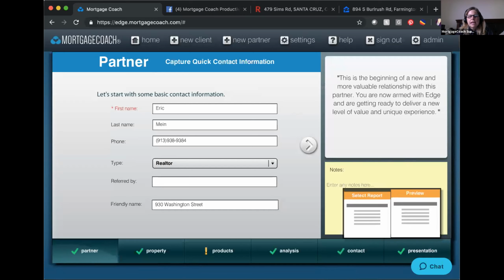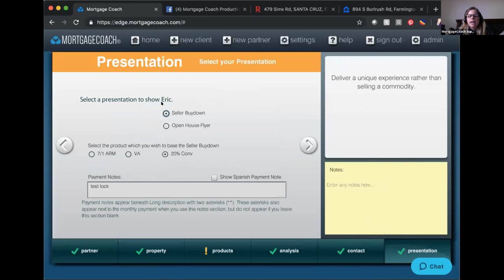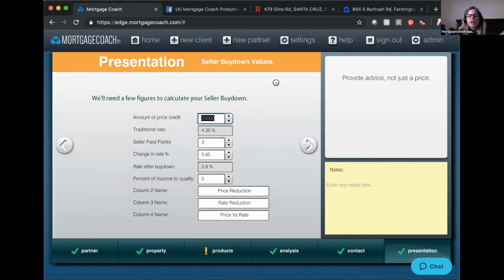So when you come back to the end of presentation on client or partner, there's the select report. Clicking into select report is where you're going to be able to tag into seller buy down. On the client area, it says TCA, then seller buy down. So it's the second option.